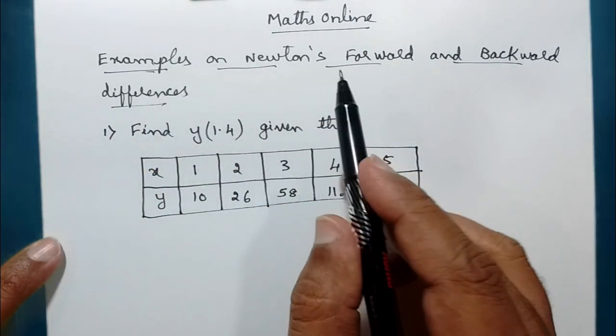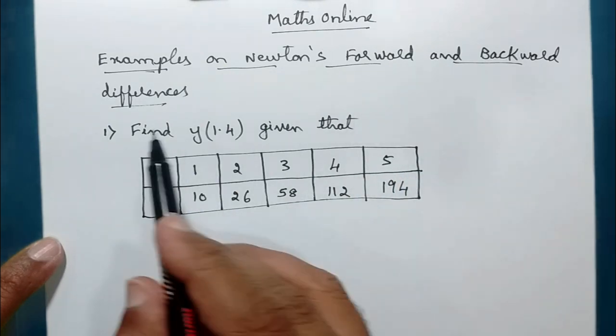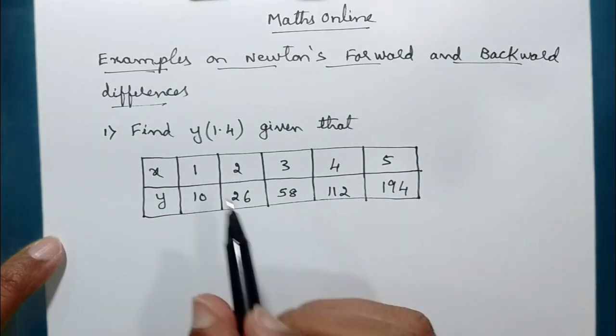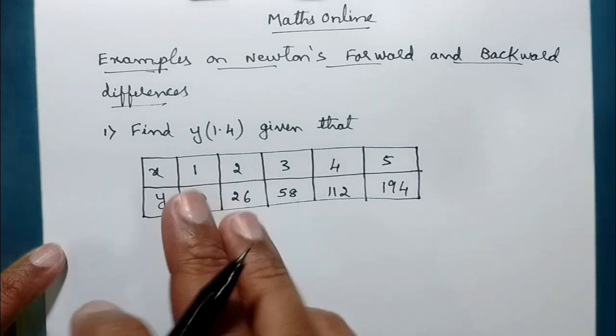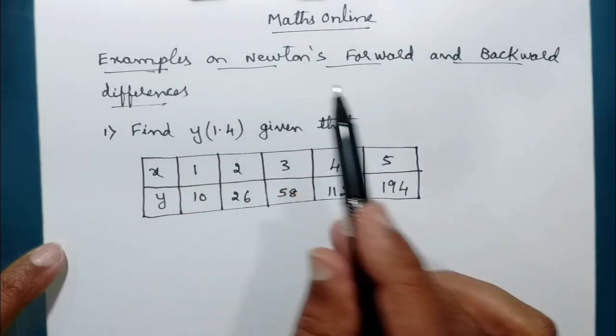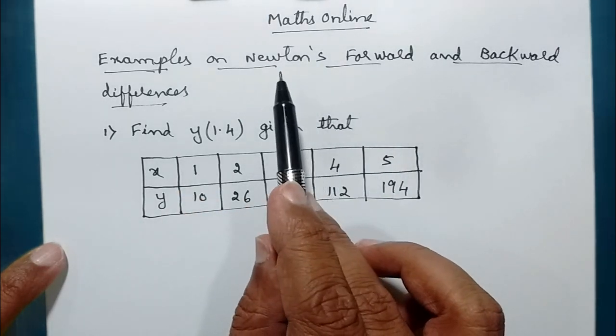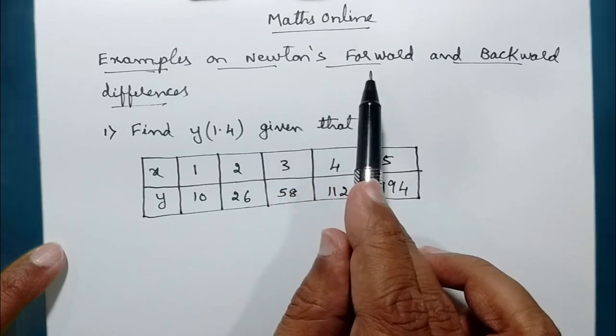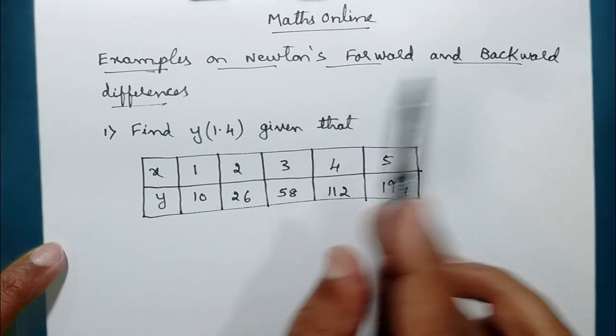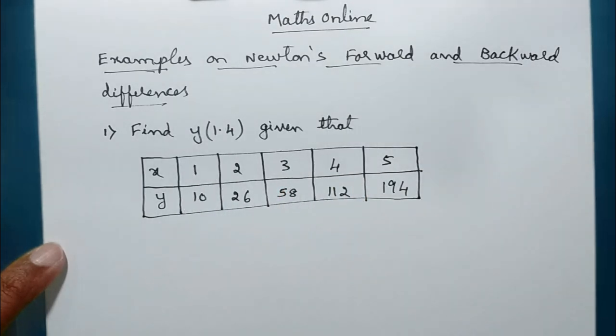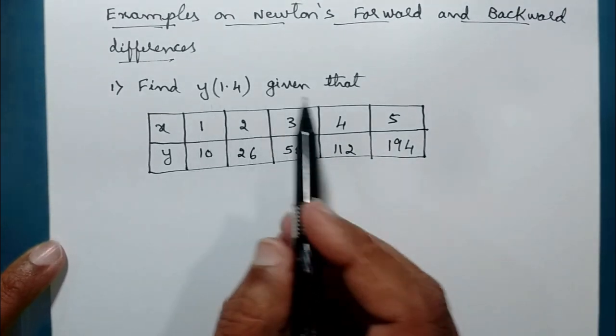Today's topic is examples on Newton's forward and backward difference interpolation formulas. In the previous video, we have already seen the formulae of Newton's forward interpolation as well as Newton's backward interpolation. Today, we will try to take a few examples.